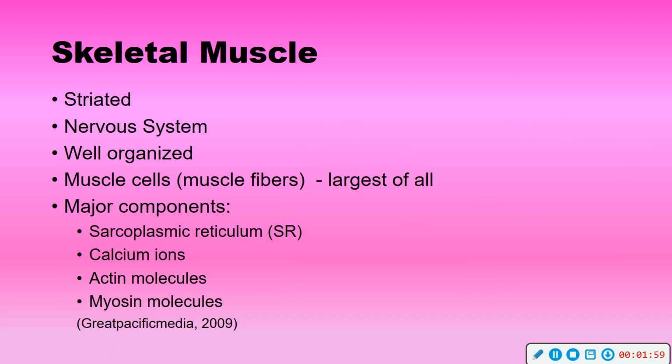So again, skeletal muscle, it is striated. It is under the control of the nervous system. So it is going to be connected to all those neurons, each little part, signals being sent to each other. It is an extremely multi-layered, well-organized system. And the cells in this system, we also call them muscle fibers. And of all the cells in the human body, these are the largest.